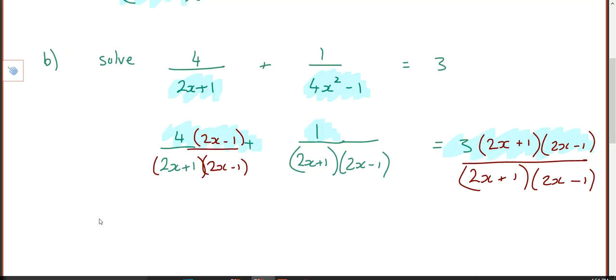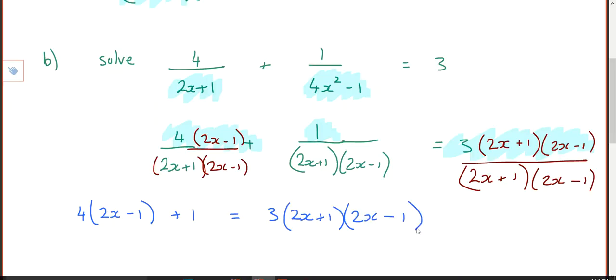So now I can just write that 4 lots of 2x minus 1 plus the 1 equals 3 lots of 2x plus 1 times 2x minus 1. Now, obviously, if you'd multiplied everything by the 4x squared minus 1, you might still end up with the same thing, but with more stuff in it to cancel at the end. But you see how it's a lot easier to just have that one extra factor.